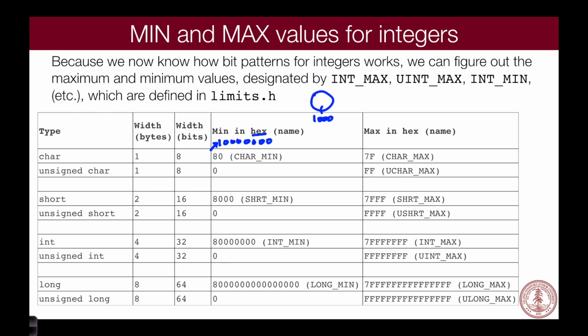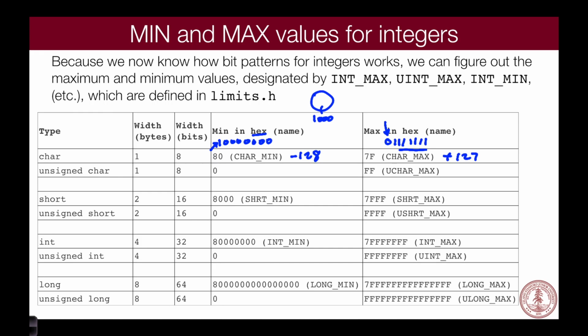This happens to be -128. The maximum is 7f, where 7 in hex is 0111 and f is 1111. We know it's positive because it starts with a 0, and it's the greatest positive number here. In this case, it's going to be positive 127.